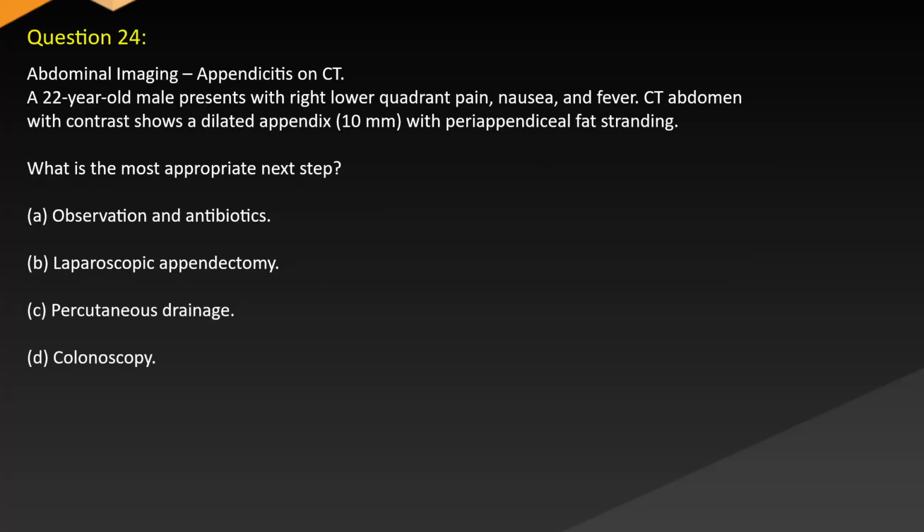Question 24. Abdominal imaging. Appendicitis on CT. A 22-year-old male presents with right lower quadrant pain, nausea, and fever. CT abdomen with contrast shows a dilated appendix, 10 mm, with periappendiceal fat stranding. What is the most appropriate next step?